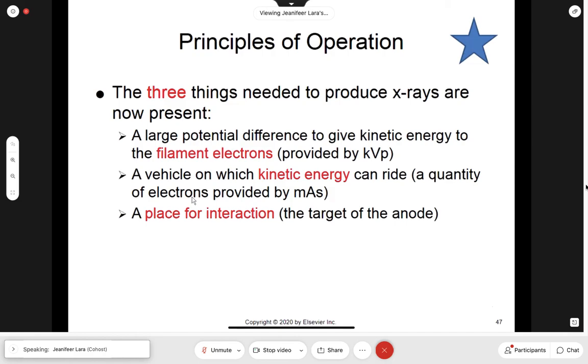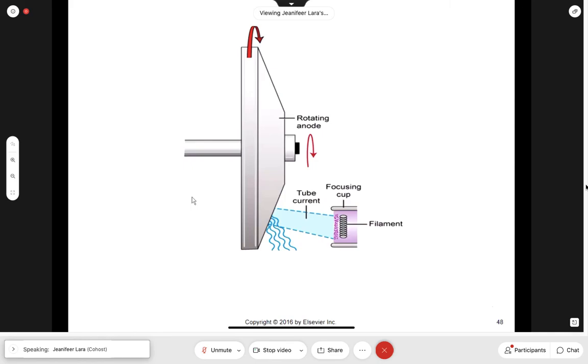This is all okay, Ms. Laura. A large potential difference to give kinetic energy to the filament electrons, you said provided by kVp. We're going to get to that. A vehicle on which the kinetic energy can ride and a place for interaction. Perfect. So let's talk about that.